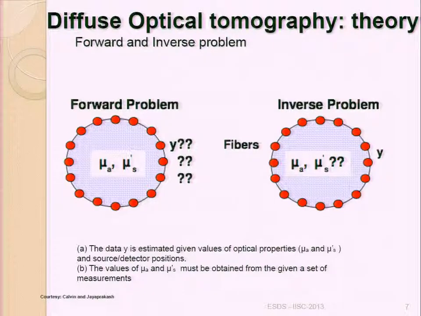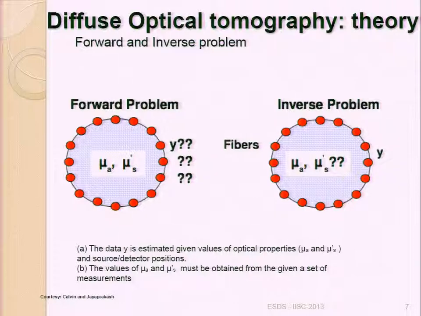Now the theory, how this DOT problem is solved. It has two aspects. One is the forward problem, another is the inverse problem. The forward problem for us is: if you know the optical properties, can we get the boundary data? The other aspect is the inverse problem: if you know the boundary data, can we estimate the optical properties inside?